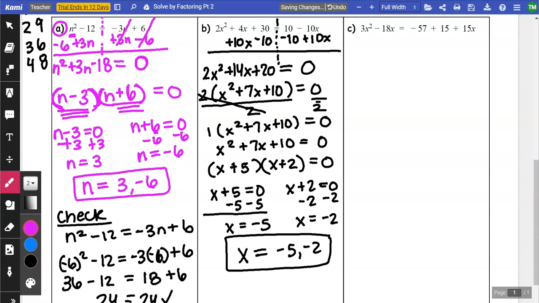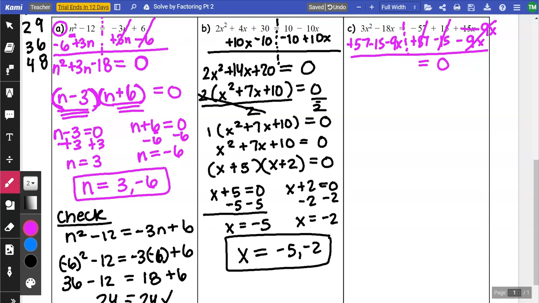Move on. So before you solve this problem, we actually need to change it because I believe there's a typo in it. Instead of 15x, this actually needs to be 9x. So when we solve for 0 and we put this into standard form, we need to add 57 to both sides. We need to subtract 15 to both sides and subtract 9x. So now, negative 57 plus 57 is 0. 15 minus 15 is 0. 9x minus 9x is 0. So our right side is now 0, which is what we want.